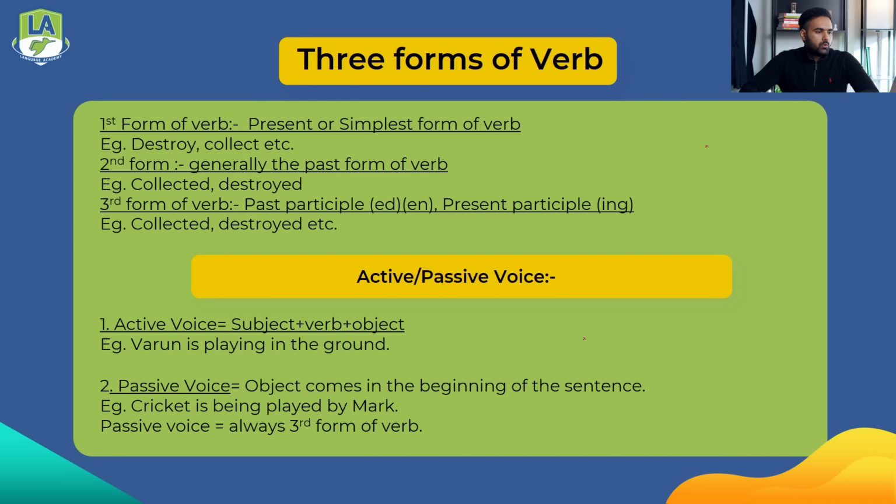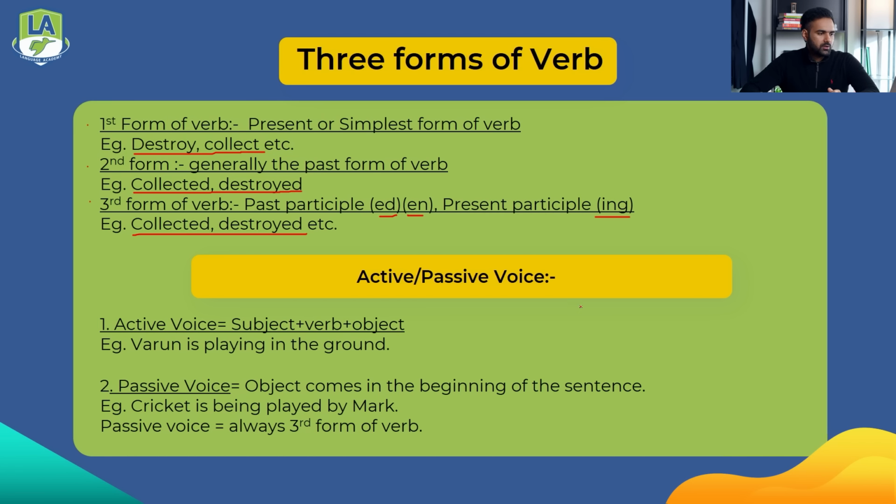All right. What are three forms of verb? Very important you know this. First form is the base form of the verb, second form is the past form and third form is the past participle or ing form of the verb. First form of the verb is the simple form of verb. Words like destroy, collect, without ed or without ing. Second form is the past form of the verb. When destroy becomes destroyed, collect becomes collected. Third form is either words ending with ed, en or ing. Collected, destroyed, collecting, destroying. So this is third form.